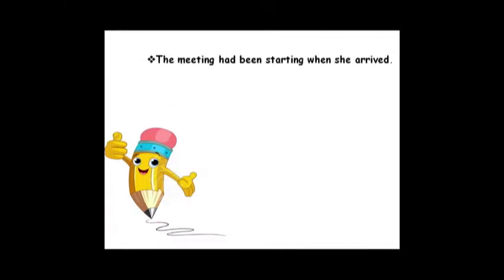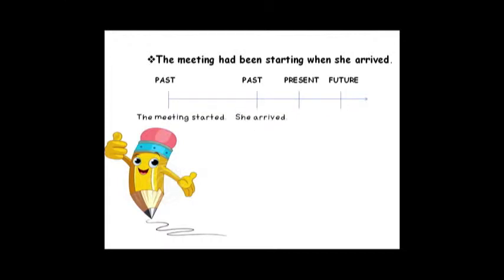Another example. The meeting had been starting when she arrived. The meeting is the subject, then had plus been plus present participle. Let us try to break the sentence then. The first past event is the meeting started. The next one, she arrived.